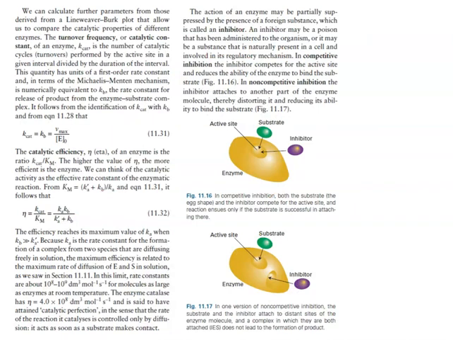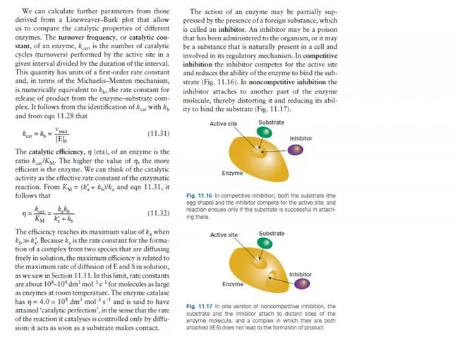Now, we can calculate further parameters from those derived from a Lineweaver-Burk plot that allow us to compare the catalytic properties of different enzymes. The turnover frequency or catalytic constant of the enzyme, kcat, is the number of catalytic cycles or turnovers, because every time it's released, it's reactivated to interact again, performed by the active site in a given interval divided by the duration of that interval. This quantity has units of a first-order rate constant and, in terms of the Michaelis-Menten mechanism, is numerically equivalent to K sub B, the rate constant for the release of product from the enzyme substrate complex.